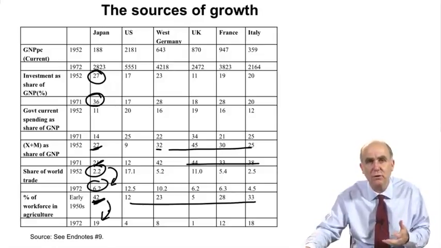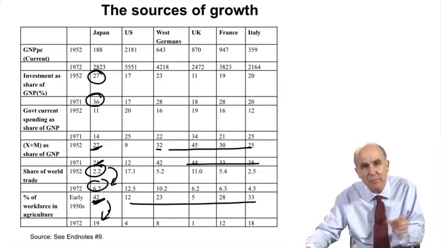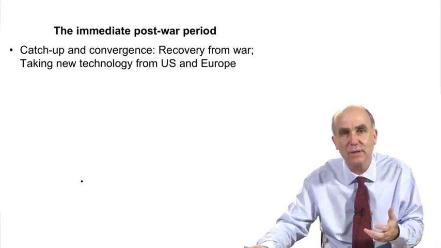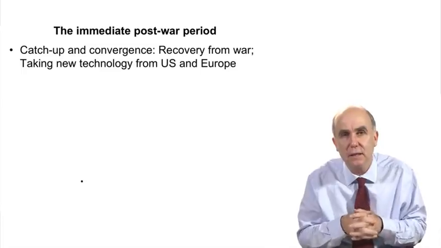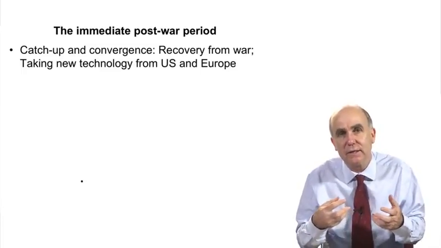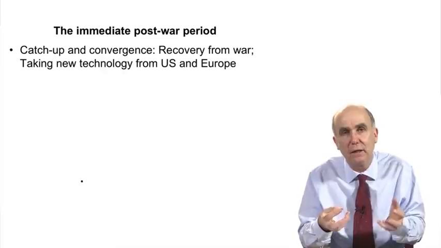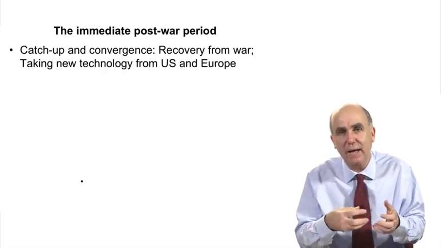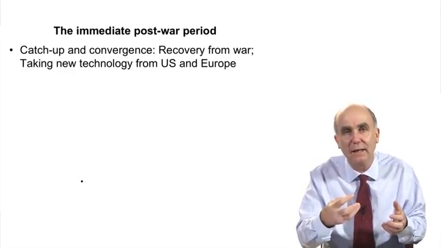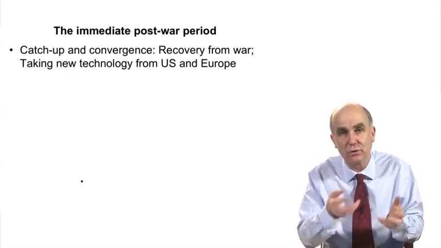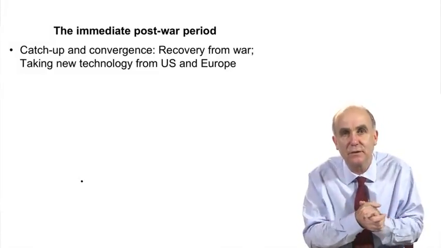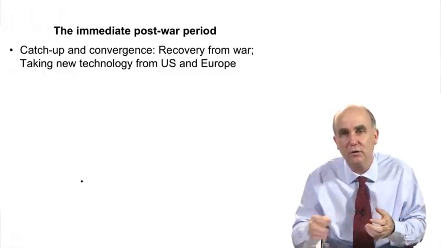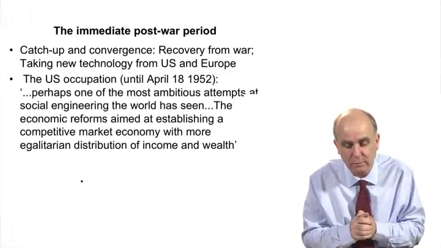What I'm going to do now is talk a little bit more about some separate phases of growth during this period after World War II in Japan, starting out with the immediate post-war period. So in the immediate post-war period, Japanese economic growth is powered by the forces of catch-up and convergence that we've talked about previously, that Japan is able to bounce back after the disruption of the war, and it's able to do that by taking new technology from the US and Europe.